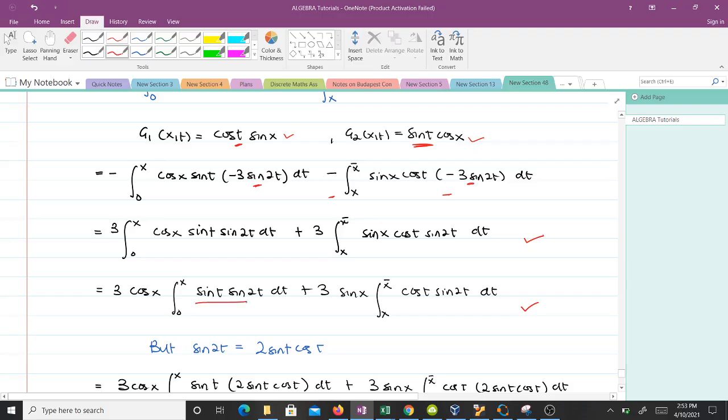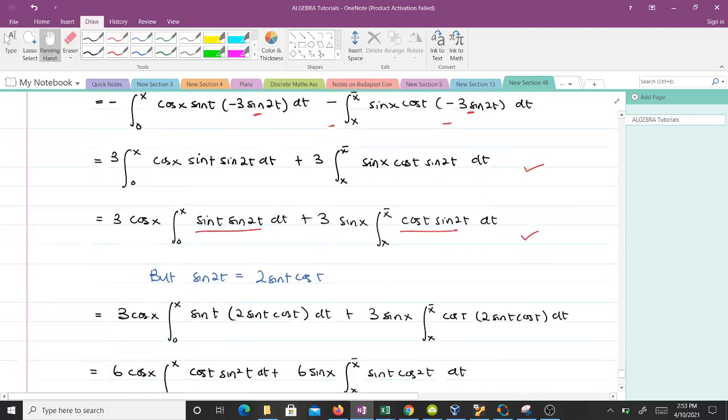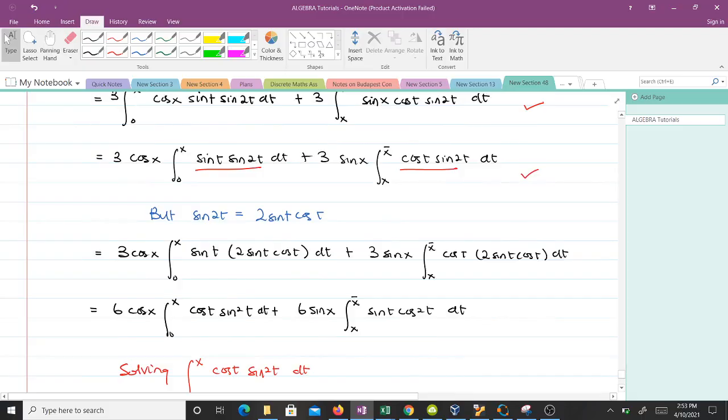So now we have to integrate this, which will be somehow difficult to do. So we use a trig identity for sine 2t, which is sine 2t is equal to 2 sine t cos t. So when we do that and we make substitution into this, we end up with this. Okay. And when we expand, we finally get 6 cos x integral from 0 to x cos t sine squared t dt plus 6 sine x integral from x to pi sine t cos squared t dt. Now we have to solve this and also solve this.